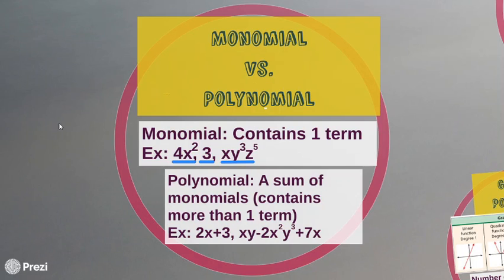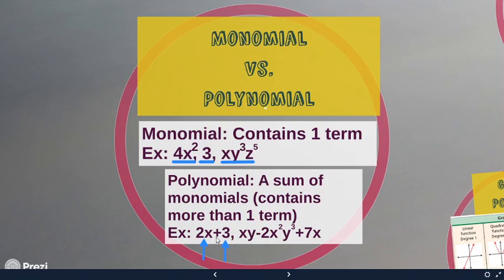Now, polynomials, this is when you have a sum of monomials. So it basically is something that contains more than one term. So mono means one, poly means more than one. Okay, so if you have a polynomial, that means you have more than one term that is added or subtracted together. Okay, so like for example here, we have two terms because there's this nifty little plus sign in between the 2x and the 3.